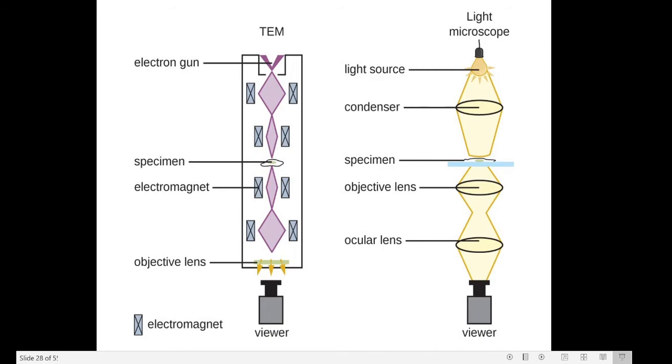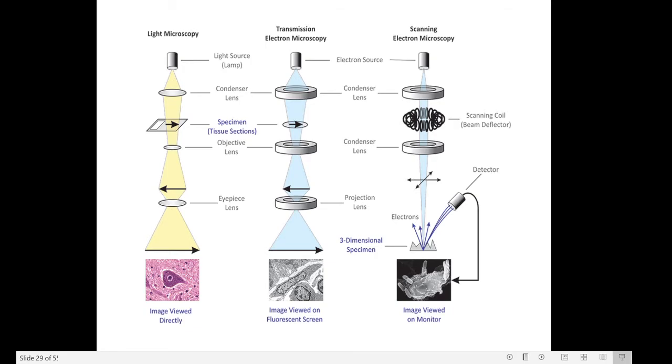That electromagnetic image is observed by the objective lens. That objective lens helps to develop the image and gives the image to the viewer. It's an output image of light microscopy, transmission electron microscopy and scanning electron microscopy.